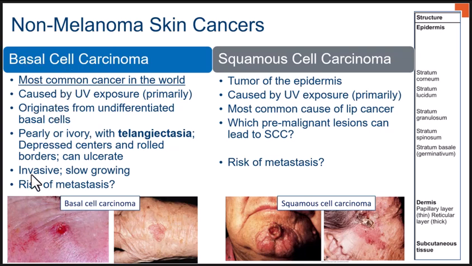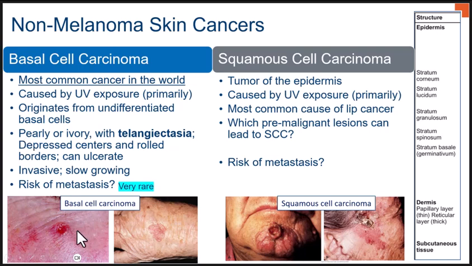Basal cell carcinoma is considered to be invasive, so it can invade tissue in the area, but it's generally very slow growing. And I'm going to come back to that. In terms of risk of metastasis, it is very rare for this to spread. In almost every case, it will just remain in the area that it originated rather than spreading to other areas of the body. But here's the thing.